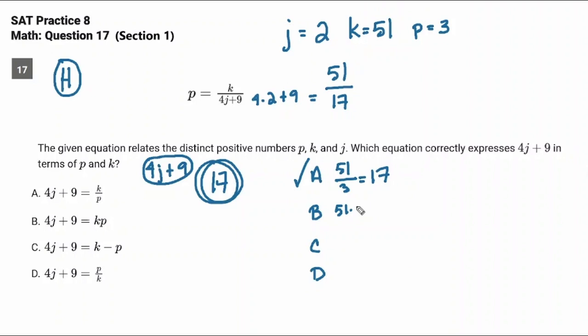It is definitely not 17, so it's gone. K minus P, that's 48, not 17, so it's gone. And then P over K. This is probably the answer for the people who insist on doing algebra. 3 over 51, which is some little fraction. So the answer's got to be A. You are sure you're right when you leave this hard question, when you plug in. Please plug in. It's the easiest way to raise your score. Get it right and move on.